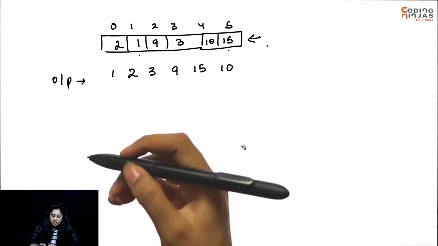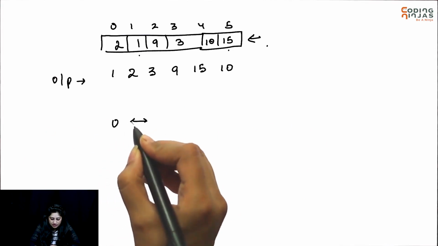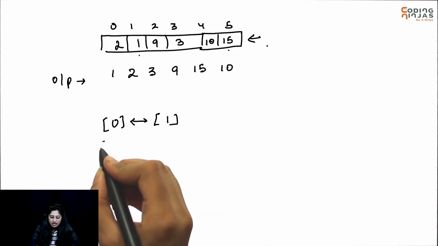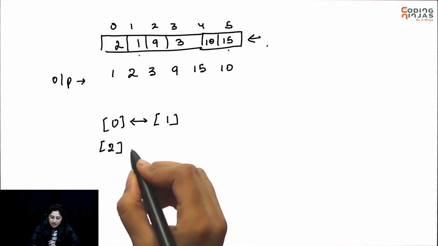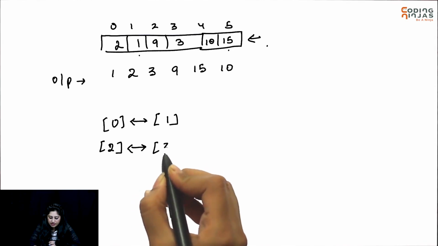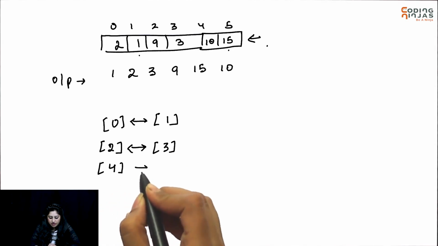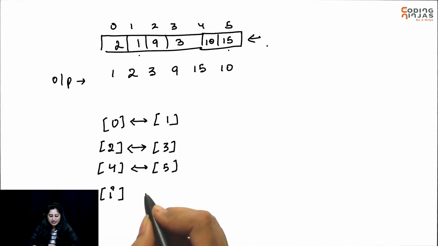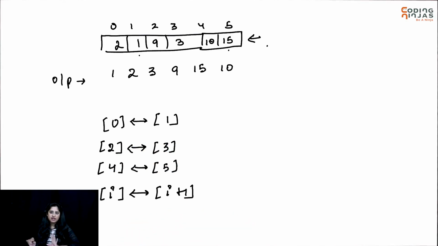So I'm just writing down the indices here. The element at index 0 is swapped with the element at index 1, right? Now 0 and 1 are swapped, so you don't have to do anything with them. The element at index 2 will be swapped with the element at index 3, right? Now 2 and 3 are swapped, next the element at index 4 will be swapped with the element at index 5, right? Now let's generalize this pattern. What about the element at index i? The element at index i will be swapped with the element at index i plus 1 for every i, right?